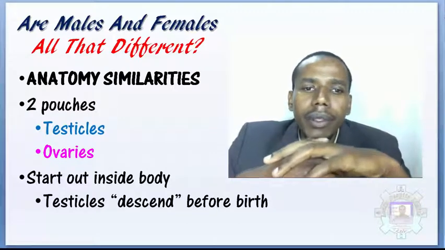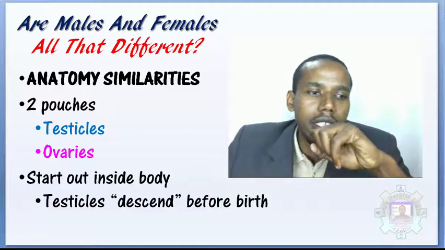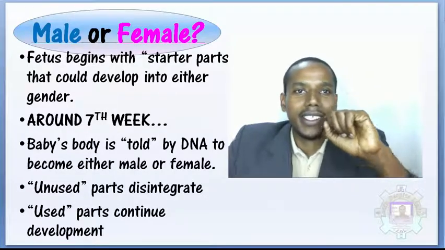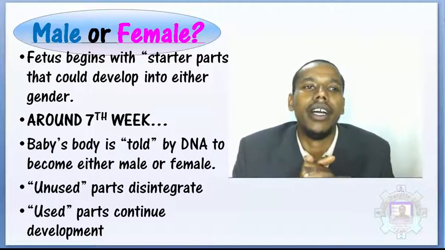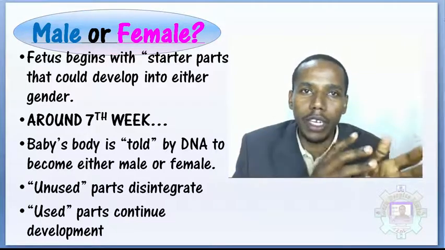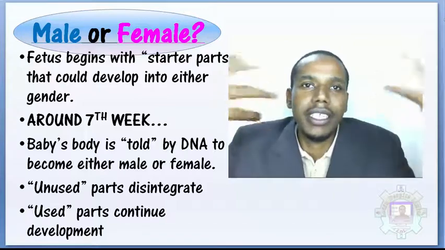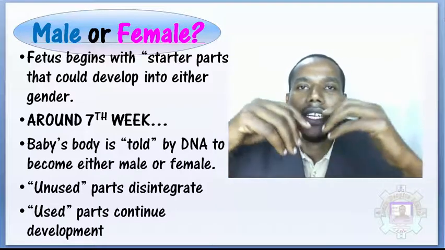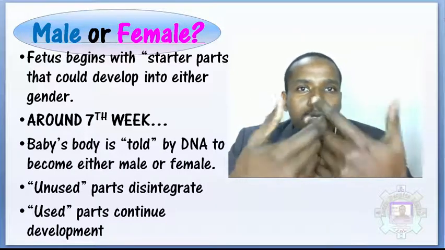Now, usually they all start inside the body, and the testicles usually descend before the child is born. Is it male or is it female? That's a debate, a point we can argue. Usually the fetus begins with starter parts, which can develop into either male or female. Somewhere around week 7 of the pregnancy, the baby's body is told by its DNA to become either male or female. The unused part usually disintegrates, and the used part continues to develop. That is what makes any of us either male or female.